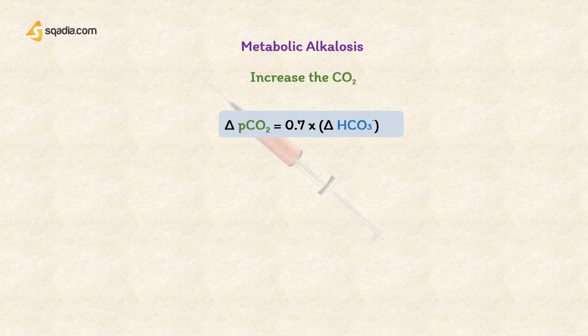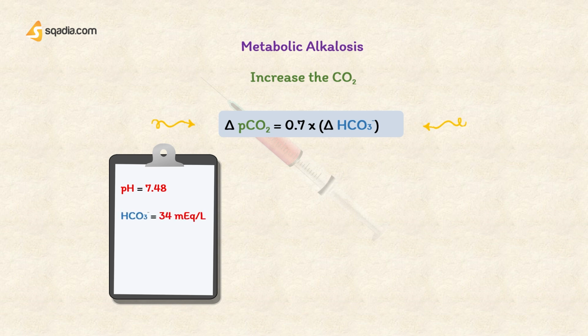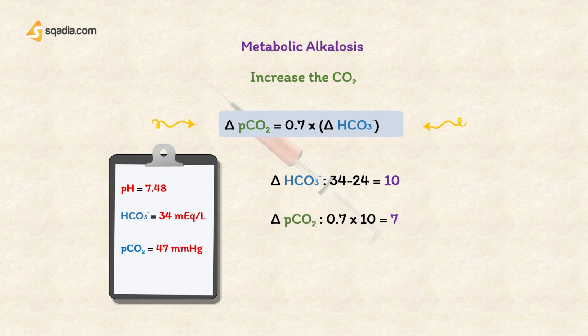So let's look at an example. If the pH is 7.48 and the bicarb level is 34 and the carbon dioxide is 47, the change in bicarb is 10, since 34 minus 24 is 10, if we take 24 as a normal value. So the expected carbon dioxide change is 0.7 multiplied by 10, which is 7. And if we look at the actual carbon dioxide change, which is 47 minus 40, it is equal to 7. So there is no secondary disorder.